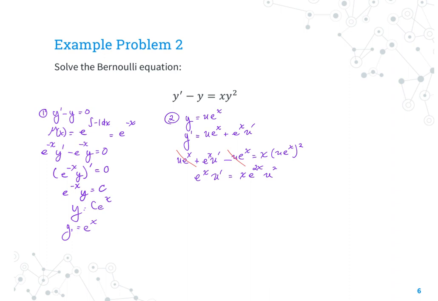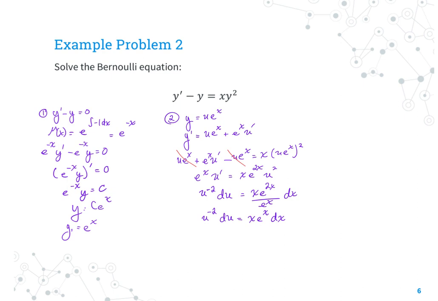So now all we have to do is get all of our u's on the left and our x's on the right. So we would have u to the negative 2 du equaling x e to the 2x over e to the x dx. And when we have two exponentials with the same base and they're divided, we subtract the bottom exponent from the top. So when I do 2x minus x, I end up with just an x. So I end up with u to the negative 2 du equals x e to the x dx.